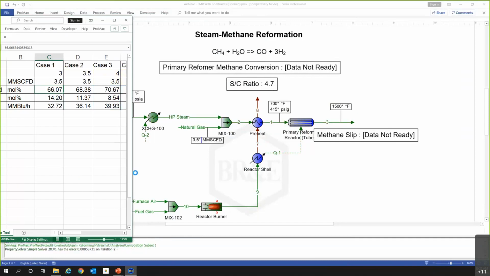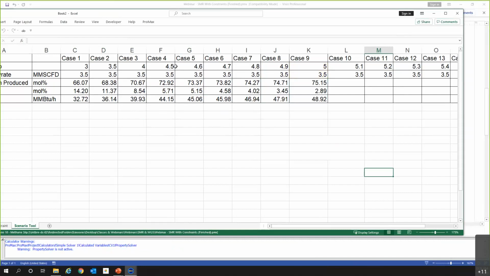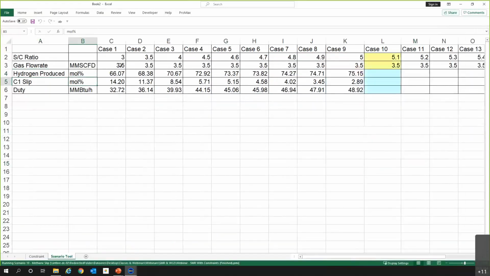Very handy tool. So just from the first couple of steps that we've taken, we can see that our C1 slip is below 5%, somewhere between case 5 and case 6. So a steam to carbon ratio somewhere between 4.6 and 4.7 is where we're likely going to want to operate. At those conditions, we're going to require about 45.5 million BTU an hour.